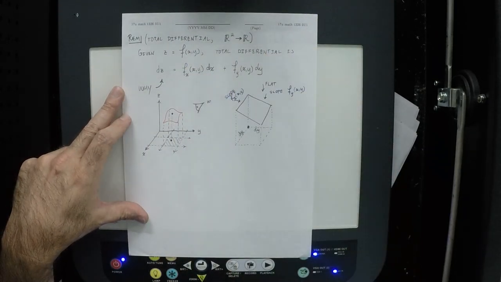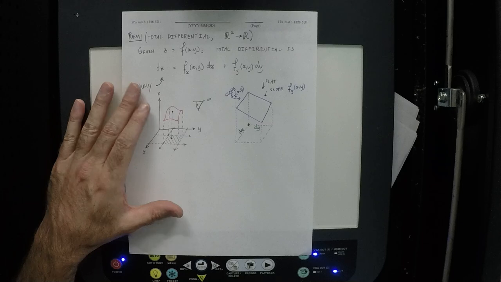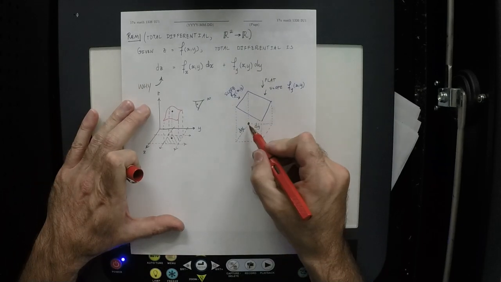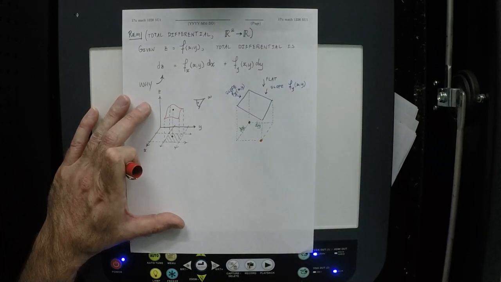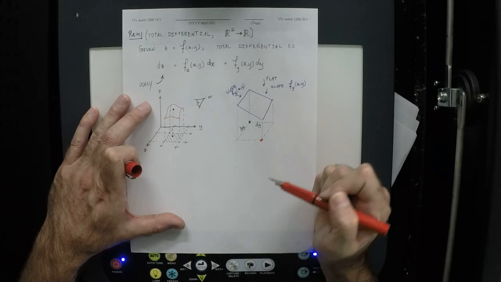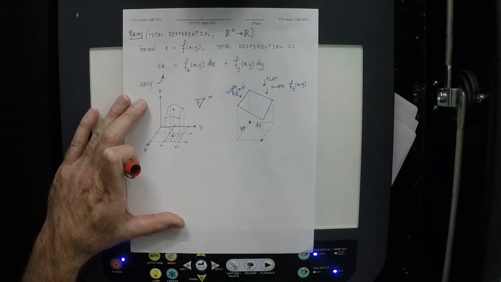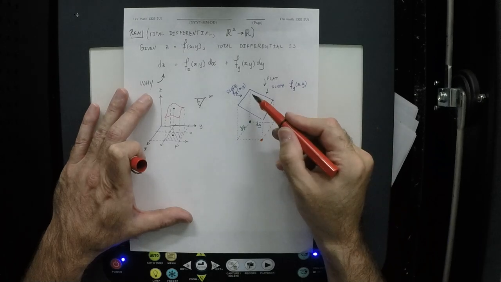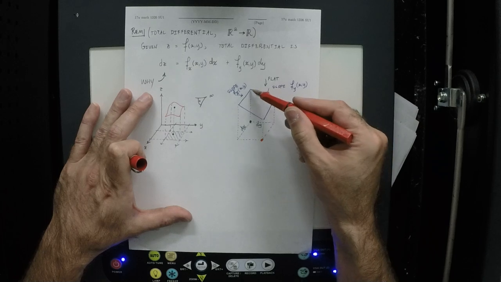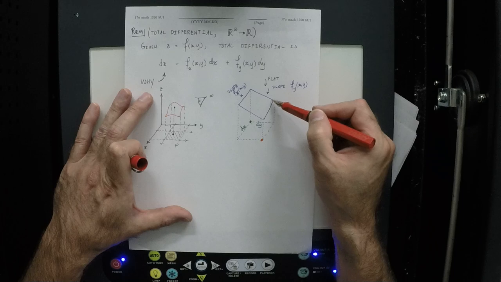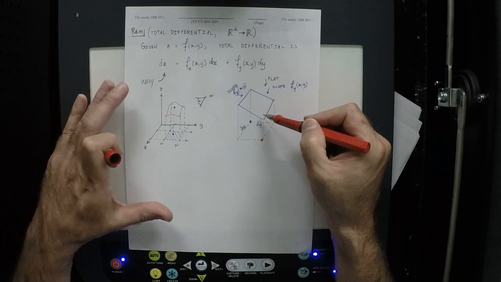Y slope, x slope. Now the question is how much would your elevation change if you moved from the green point here to the red point here? Your elevation would change some amount from this corner to this corner, and then it would change a possibly different amount from here to here.